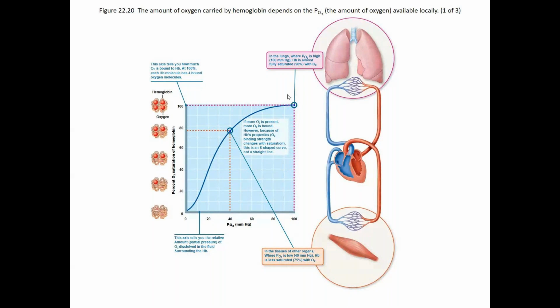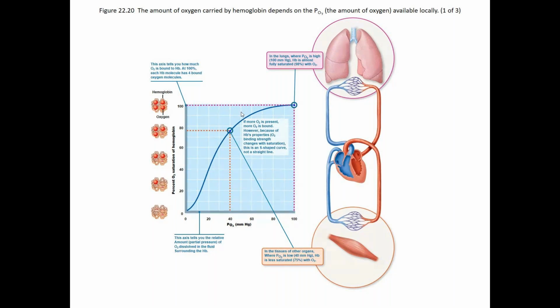This curve, this saturation curve, is extraordinarily flat at the top. I don't know why I'm having some trouble with this cursor here, but I am. And it doesn't get steep until we get really, really low.